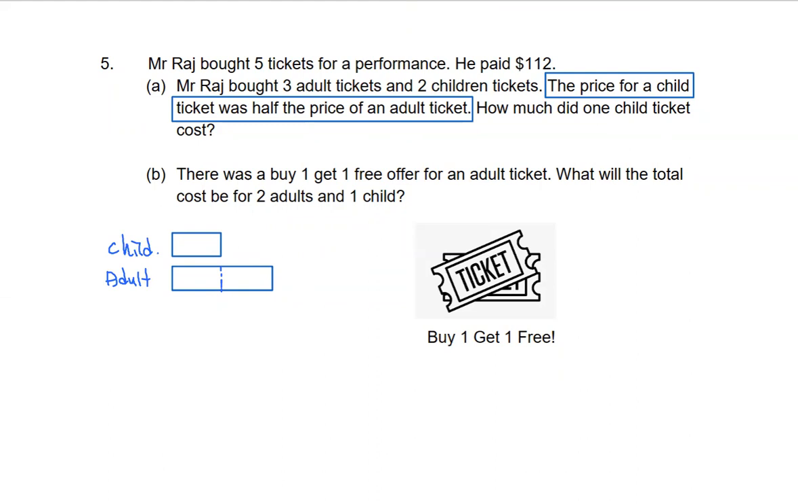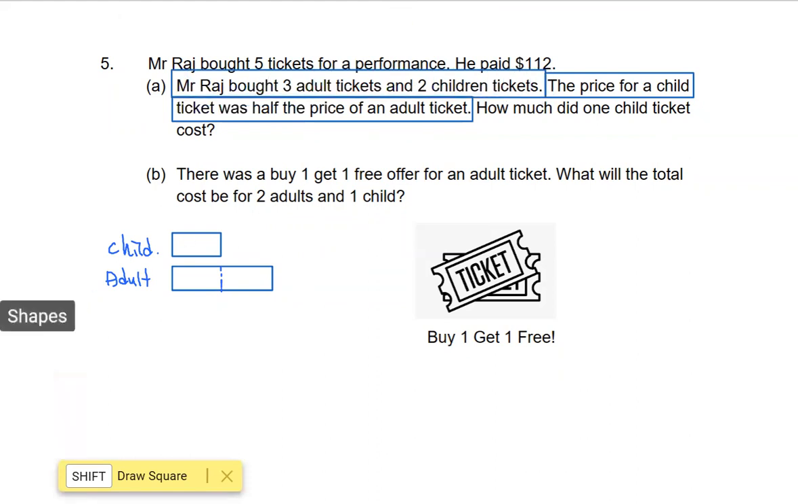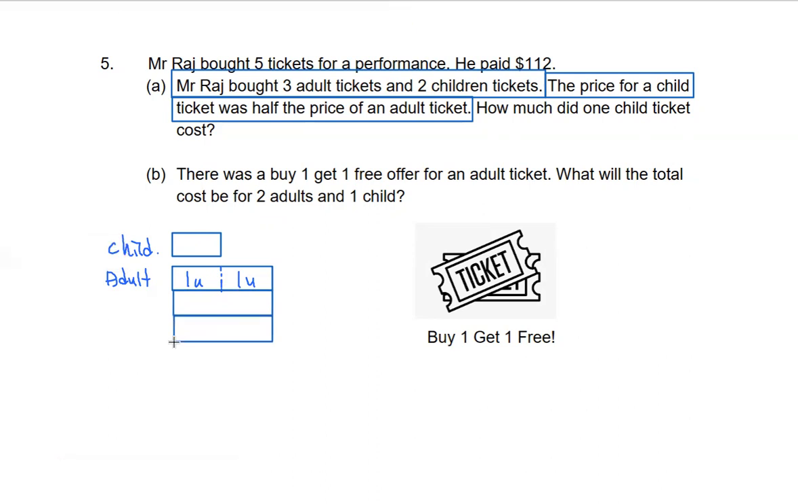Right? The next sentence says he bought 3 adult tickets and 2 child tickets. So how do I draw 3 adult tickets? If 1 adult ticket is 2 units, 3 adult tickets will be a total of 6 units. I'm just going to stack it up. You don't have to stack it up if you don't want to. You can just draw one straight line. I'm just stacking it up because there's not enough space there. So 3 adults, this is another ticket, another ticket. This is 3 adult tickets.